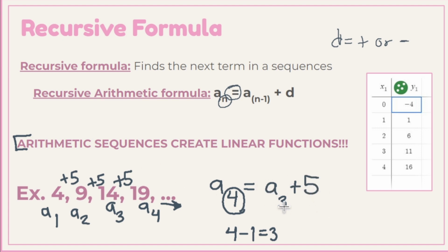So we already have a sub 3, right? That's our 14. So we can just add 14 to 5, which is equal to 19. So we can confirm that 19, a sub 4, they're equal to each other.